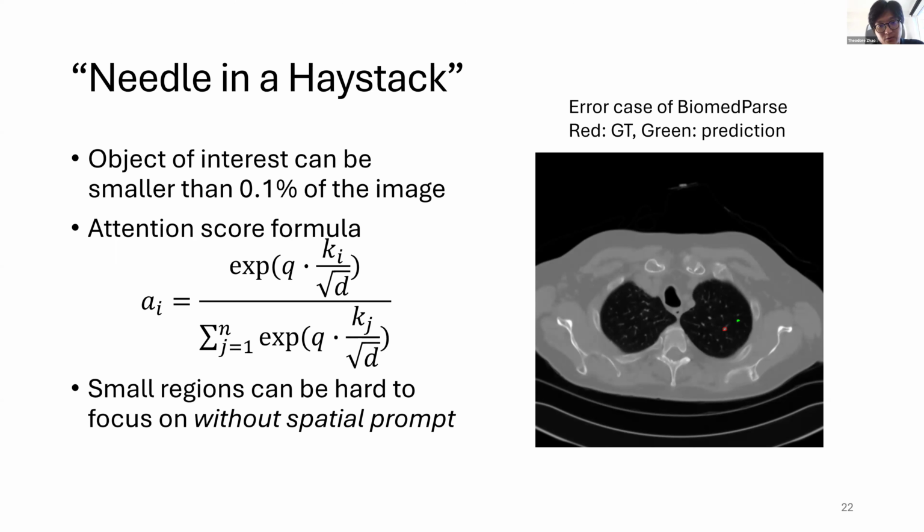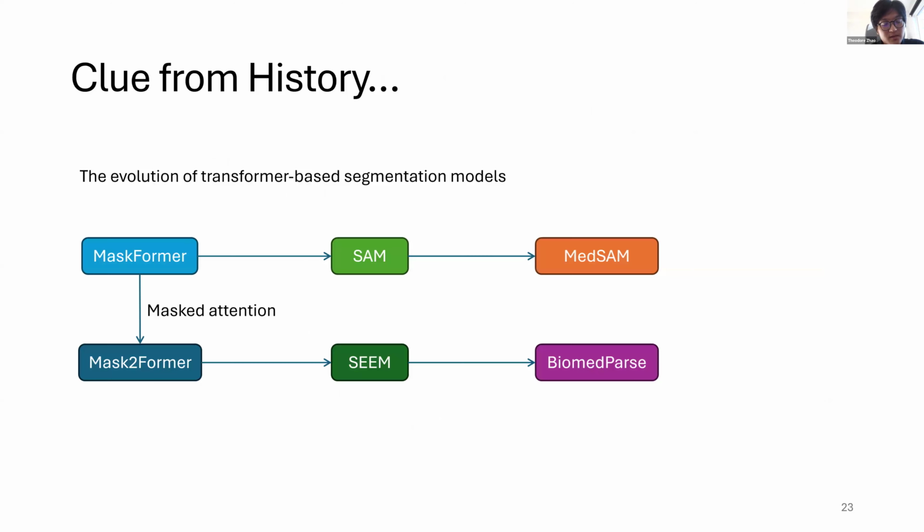This can be hard to focus on without spatial prompts. Because if you have a spatial prompt, you can always narrow down the region, and it's easier for the model to know what to do. But without any spatial prompting, only using language to locate such a small region is very challenging. So how do we solve the problem?